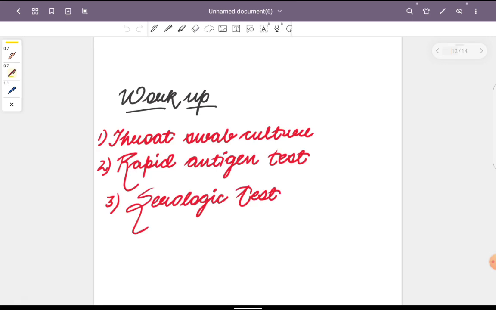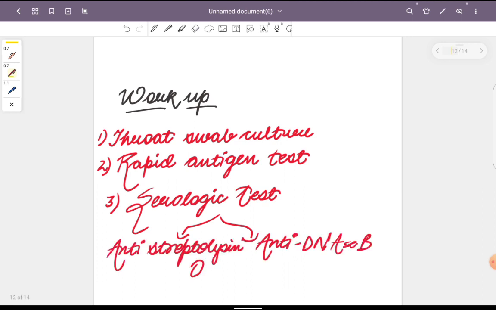Now we'll study the workup. We'll do a throat swab culture, rapid antigen test and serologic tests. What are those serologic tests which are very important? These are anti-streptolysin O and anti-DNase B titers.